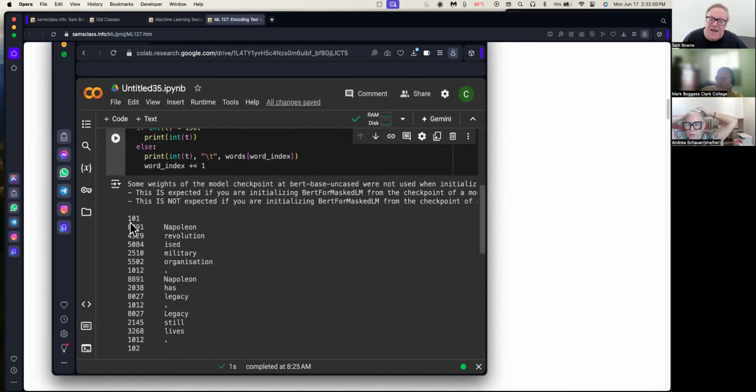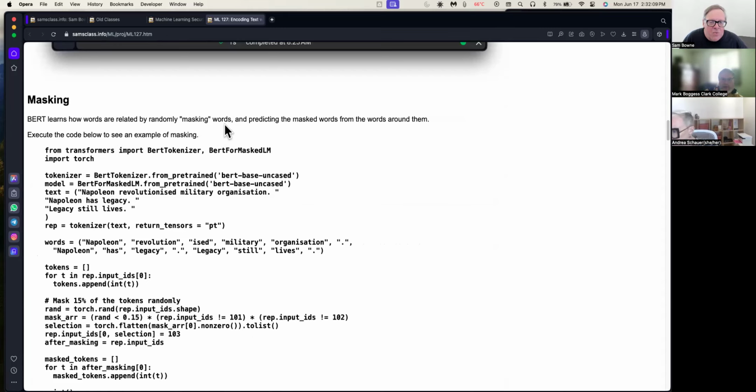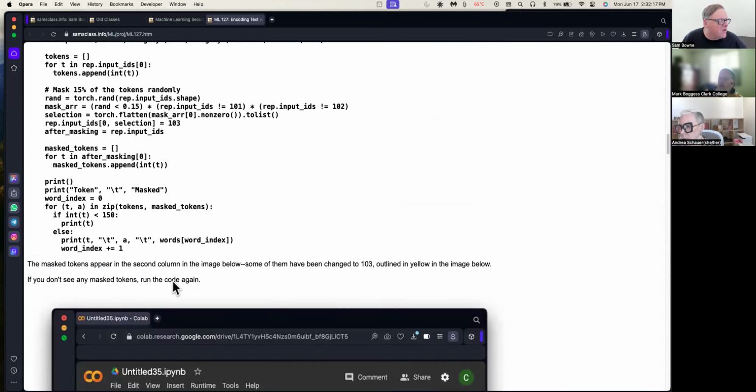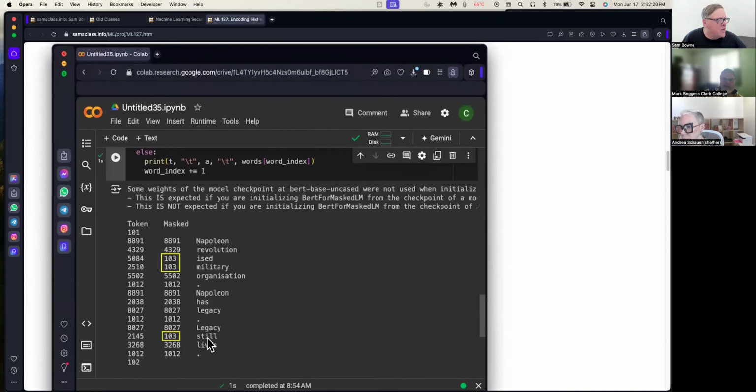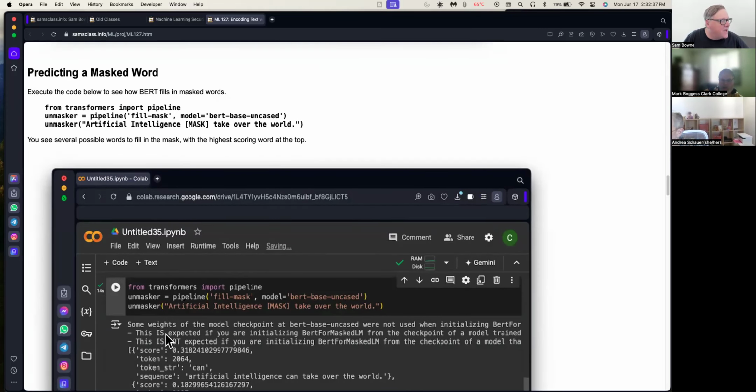Now these numbers are not yet in a logical order where the numbers that are near each other are near in meaning. They're just numbers. All right, then to learn what words are associated with other words, we mask it. So here it's going to mask 15% of the tokens randomly, and it's going to change some of them. So here you see these have been changed to 103. 103 is the mask. So these 3 things are missing. They have been masked. And now you train your model to guess the masked word from the words around it, and therefore it learns what words should be near each other. And that's the game. And so you can predict a masked word here.